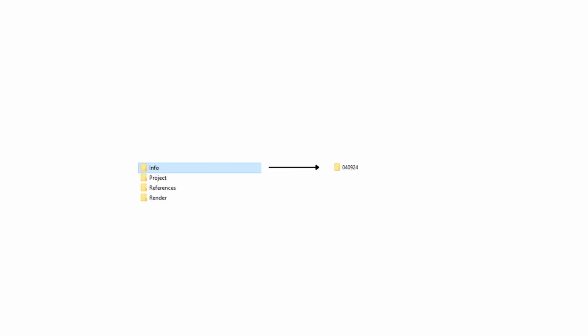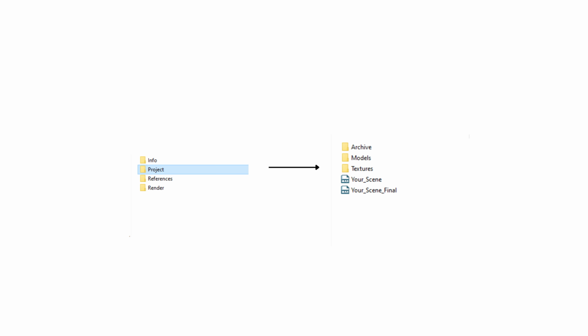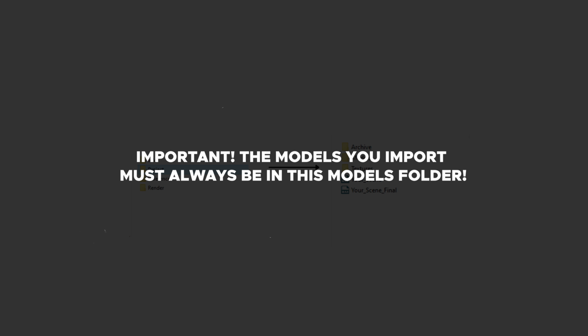Info. Here you'll store all the technical tasks from the client, project briefs, and any important documents that are essential for the project. Project. This folder contains the 3ds Max project file itself and includes two subfolders, models and textures. Store all the 3D models and textures used in this specific project here.